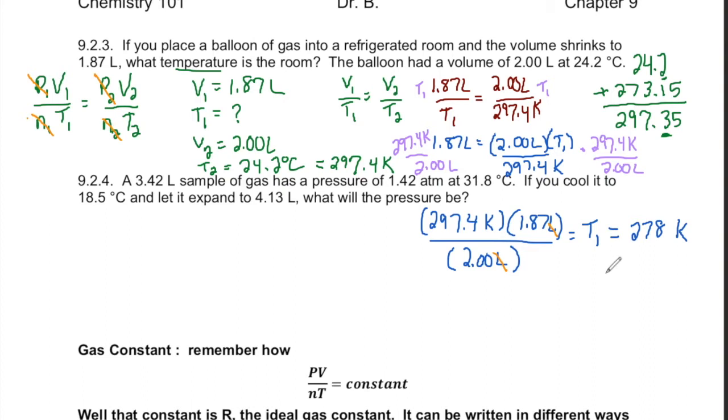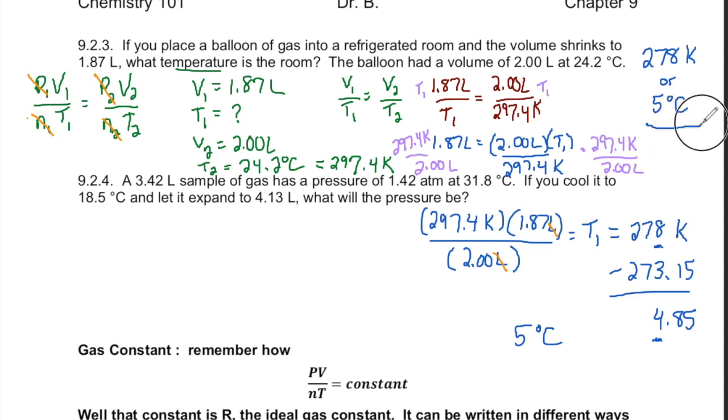And if the temperature were requested in Celsius, or if this is a multiple choice and the choices are in Celsius, we can convert this to Celsius by subtracting. We only know to the ones place. So we get 4.85, and we're going to have to round this to just 5 degrees Celsius. So I'll put those answers over here so that I can have some room to work with this problem.